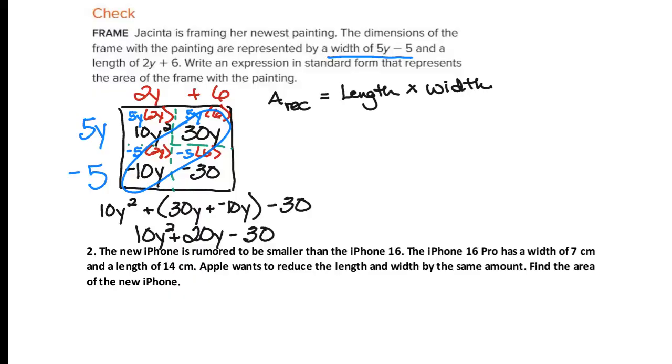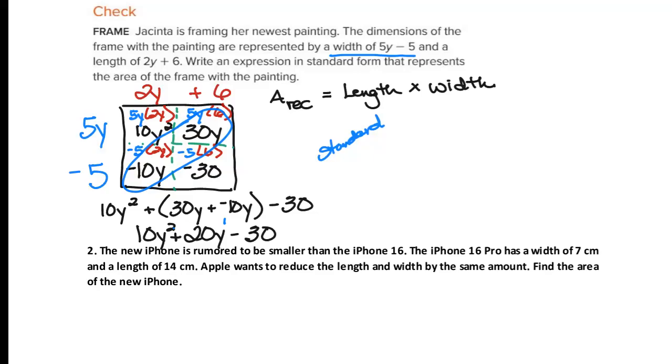What do I have to have for standard form? Greatest to least degree. Here I have a degree of 2. I have a degree of 1 if I wanted to write that down, and a constant has a degree of 0. So have I completed all they're asking for? Yes. So this is your final answer. That is the area. An area is length times width. Okay? Questions on that? All right, let's take a look at number 2.